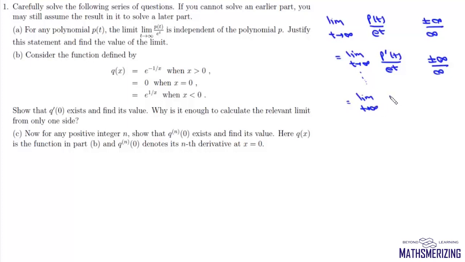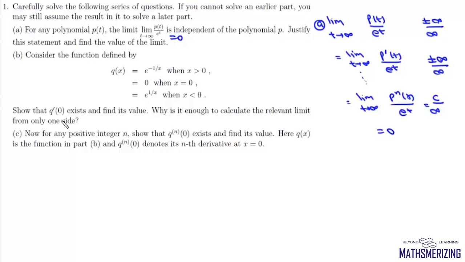We can keep using L'Hopital's rule till we differentiate this function n times, which is the degree of this polynomial. And if we differentiate this polynomial up to its degree, then it will be some constant upon infinity, and any constant upon infinity is simply 0. So this statement is true and the value of this limit is simply 0. So that's your part A.